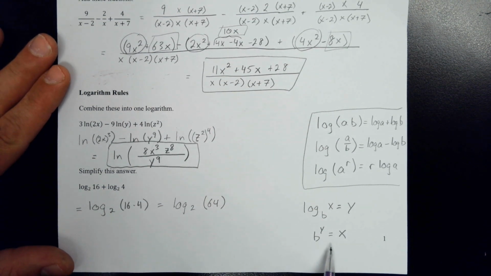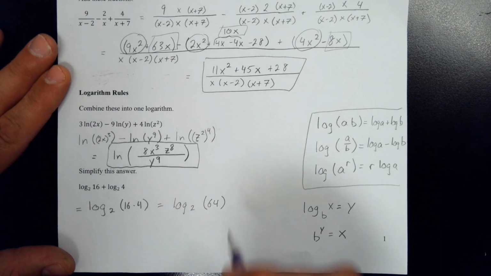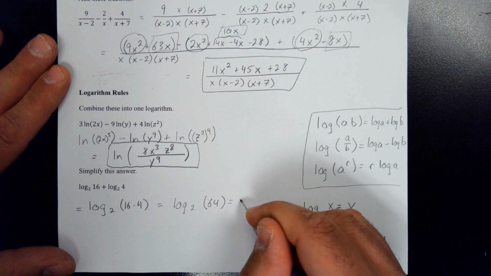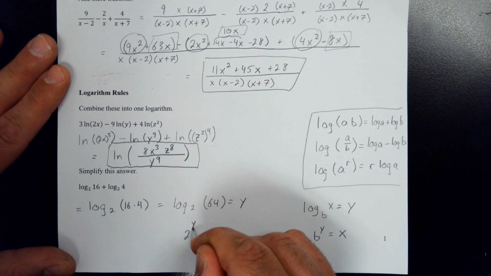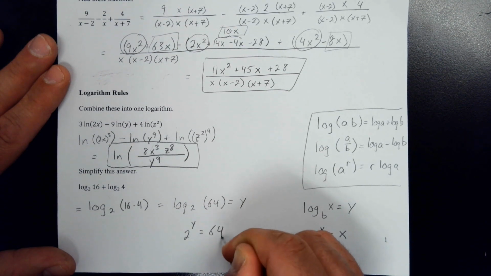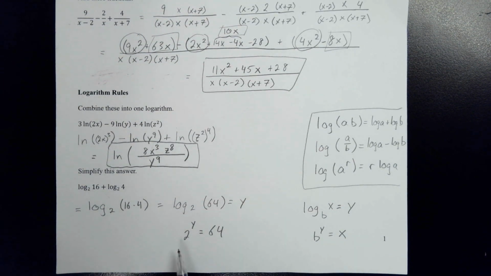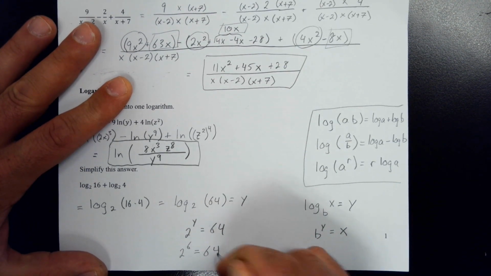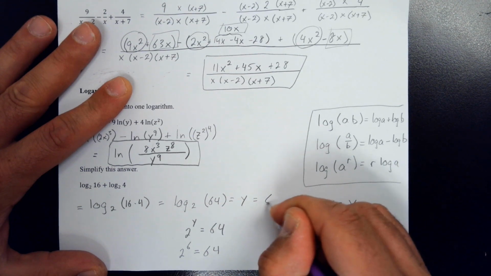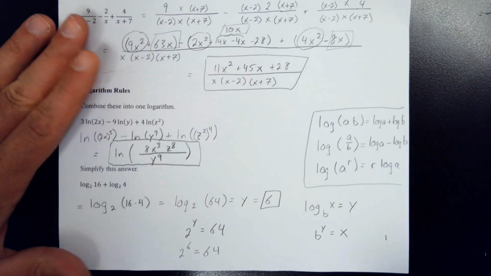Well, I can rewrite this expression right here, knowing that if this is the same as, say, y right here, then I can rewrite that to say, well, 2 to the y equals 64. And I recognize 64 is a power of 2, so this will give me an integer answer. You might know that 2 squared is 4, 2 cubed is 8, 2 to the 4th is 16, 2 to the 5th is 32, and 2 to the 6th is 64. So in this case, y is just 6. And there you go.